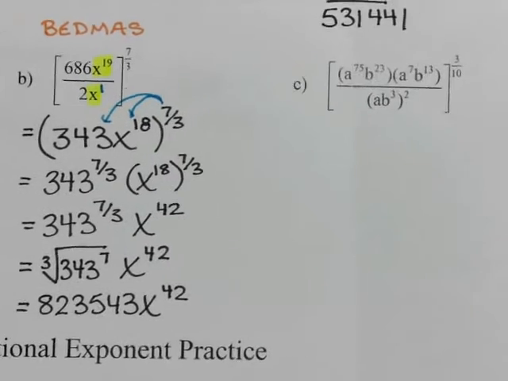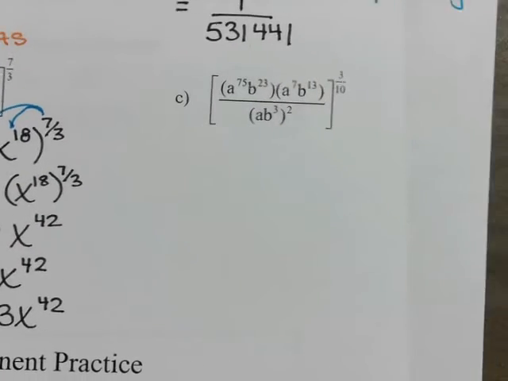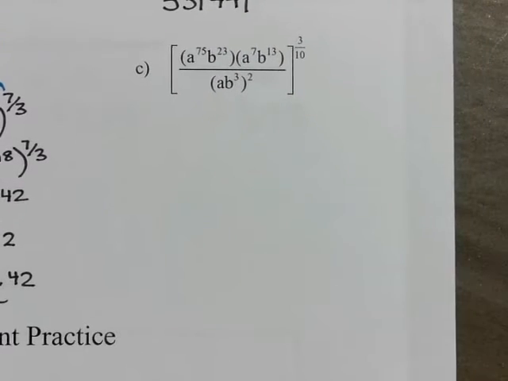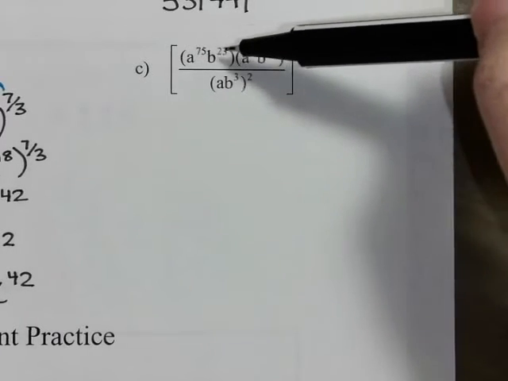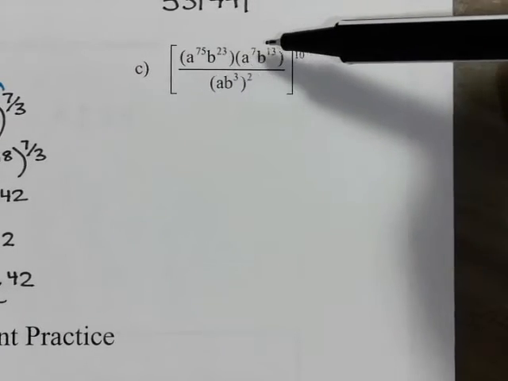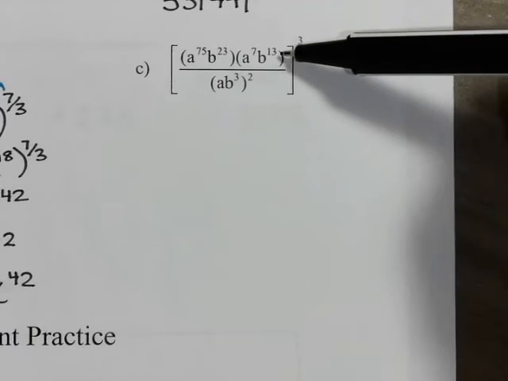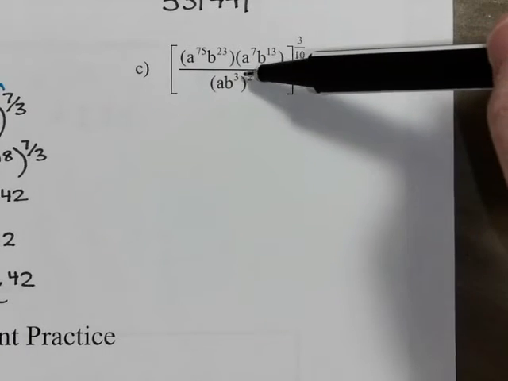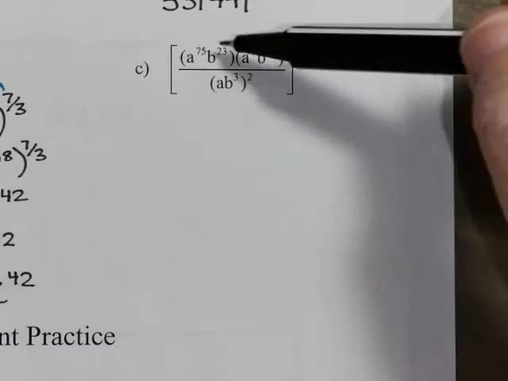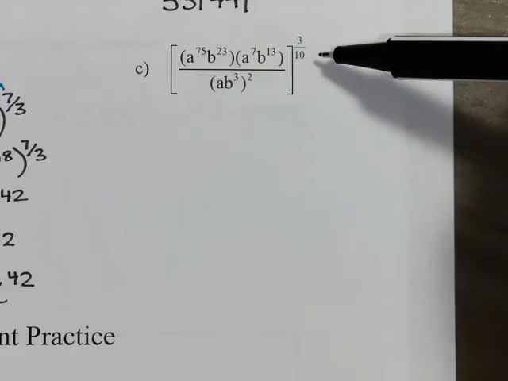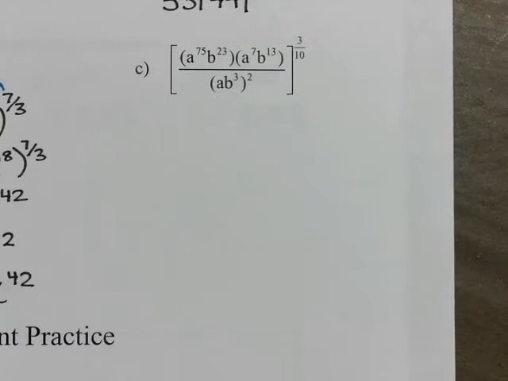All right, we have one last question. And this one has a number of exponent laws for us to use. So I have a to the 75, b to the 23, times a to the 7, b to the 13, divided by ab to the 3 all squared. And then that whole thing is in a bracket to the power of 3 over 10.